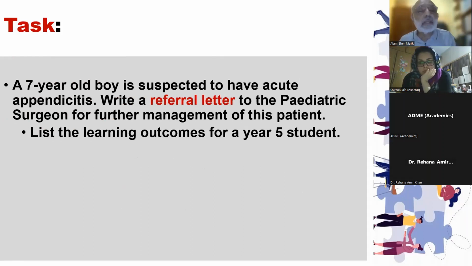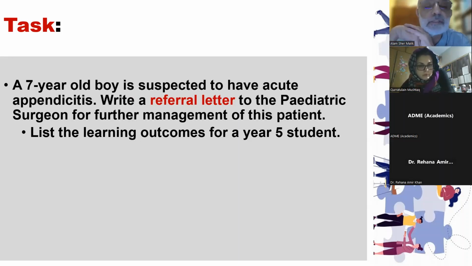Right, now here is a task. A 7-year-old boy is suspected to have acute appendicitis. Write a referral letter to the pediatric surgeon for further management of this patient. And then you can think about the learning outcomes for a fifth-year student.